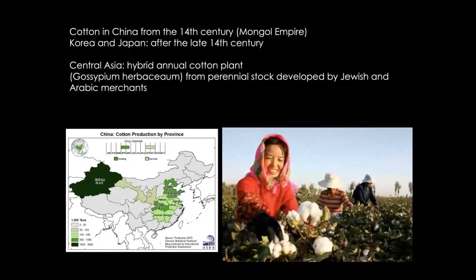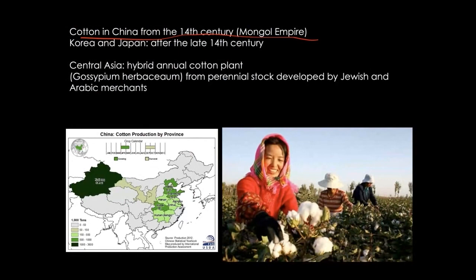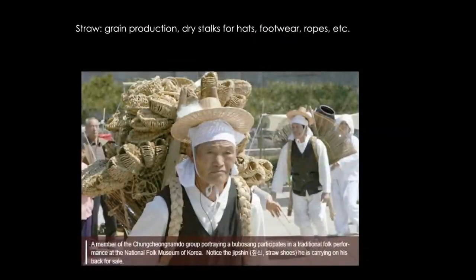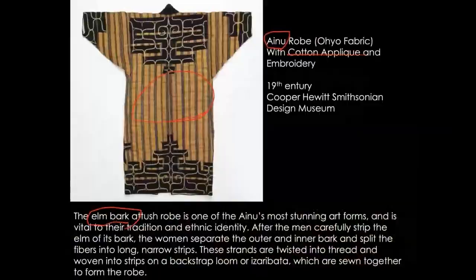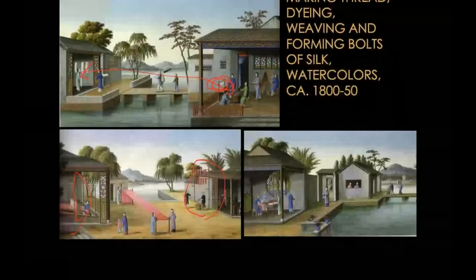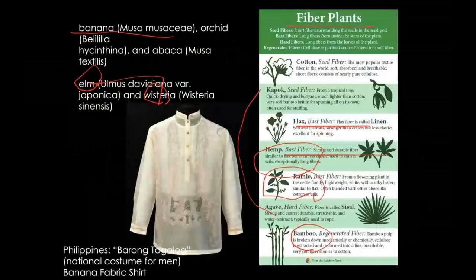And then cotton in China is from the Mongol Empire, and then shortly after Korea and Japan will get the cotton plant and grow. But the original place is Central Asia. And then eventually it spread to Latin America, North America, and India, and so forth. And these are new. All the other plants are explained in the first half of the class, right?